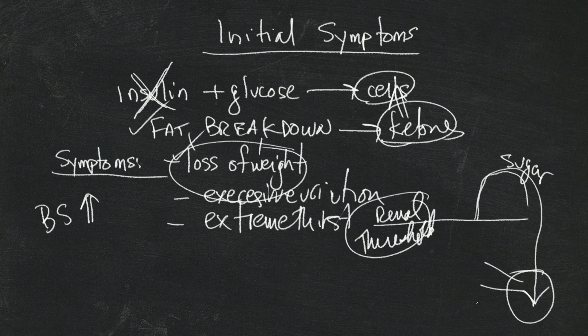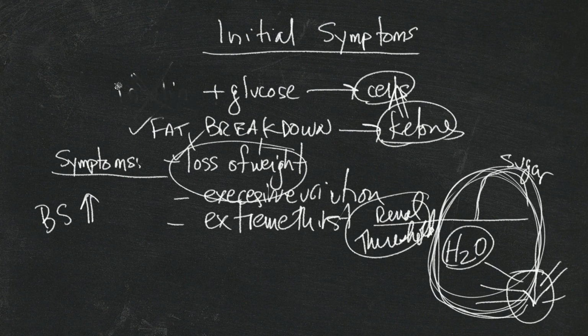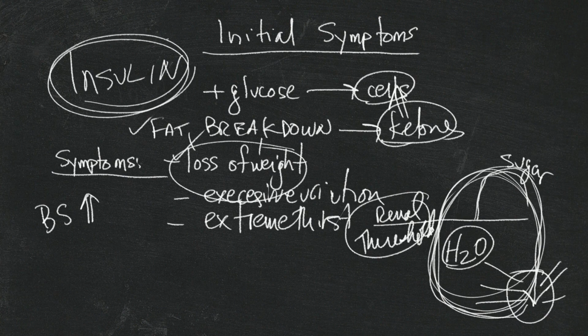As those big sugar molecules go through the kidney, they draw water from the rest of the body. Your bladder fills, you pee, but you're still thirsty because there's no insulin, and this keeps on going: peeing and thirsty, peeing and thirsty, peeing and thirsty. The only way that it stops is when you get to the hospital or your doctor's office and we start giving you insulin. That is the magic fix for this whole thing.